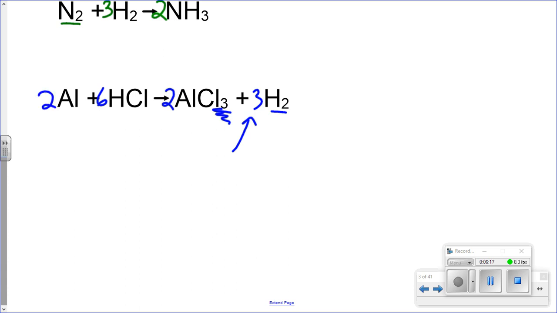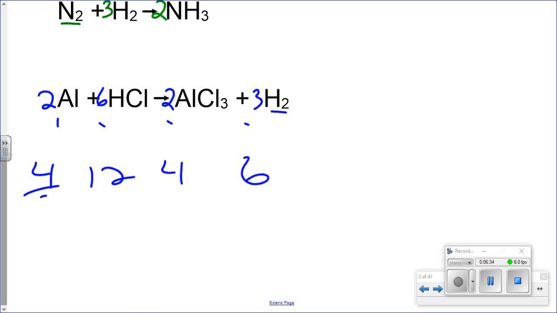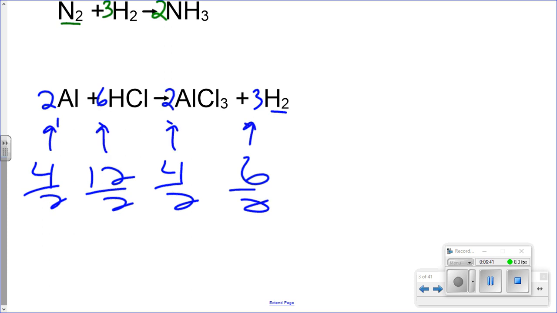Okay? By the way, the coefficients have to be the lowest whole number ratio. 2, 6, 2, 3 are the ratios in this one. You can't get those any lower. If it was perhaps 4, 12, 4, 6, that's not really correct. They're all divisible by 2, which gives you these answers here. So you want the lowest whole number ratio. Even though 4, 12, 4, 6 works, it's not the lowest. Okay? Let's try another one.